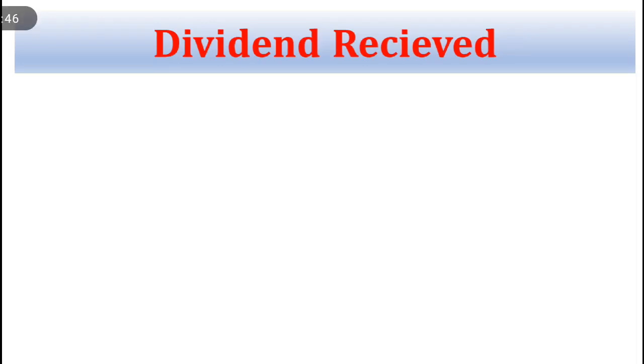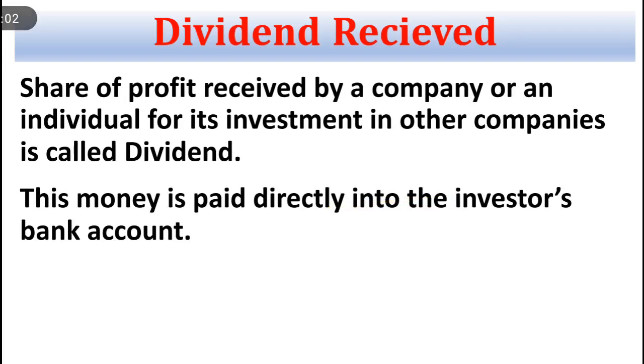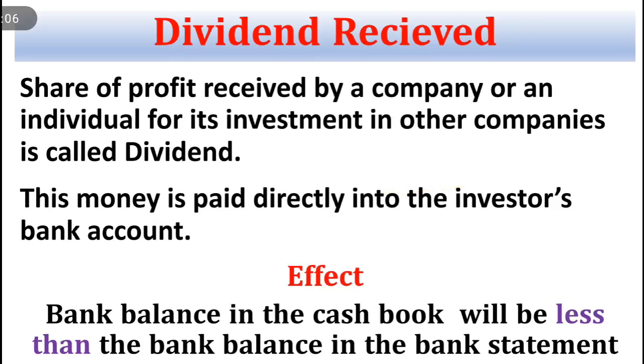Dividend receipt. I explained dividend briefly earlier. If you are talking about dividend, it is the share of profit received by a company or an individual for its investment in other companies. So this share of profit is what you call dividend. The money is received directly into the bank account without the consent of the business. The effect of this is that the balance in the cash book will be less than the balance in the bank statement.